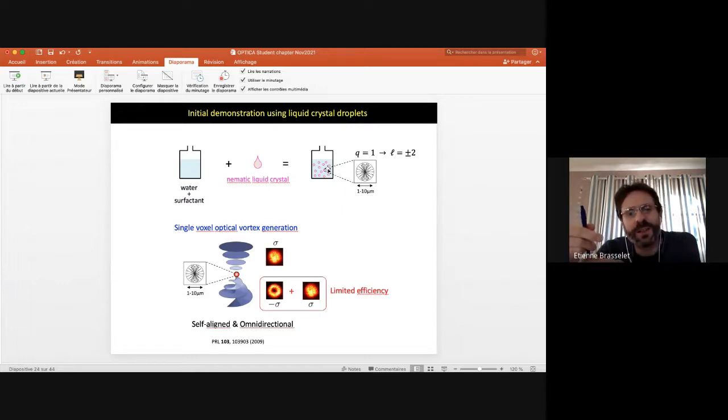So optical tweezer was a very convenient way to have a reproducible alignment of light with matter, in order to make a very robust experimental assessment of this first demonstration, actually.